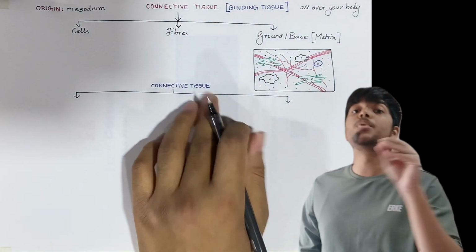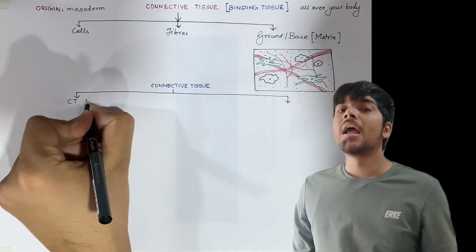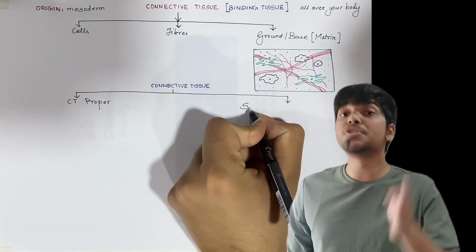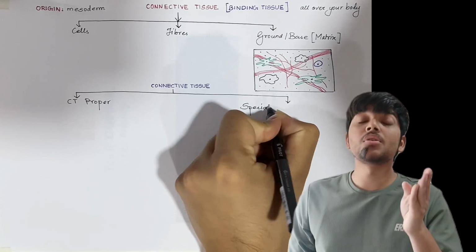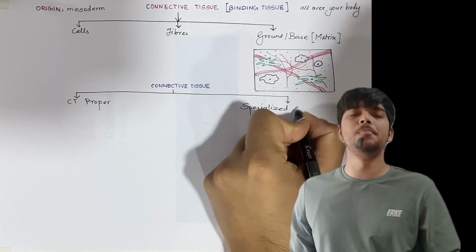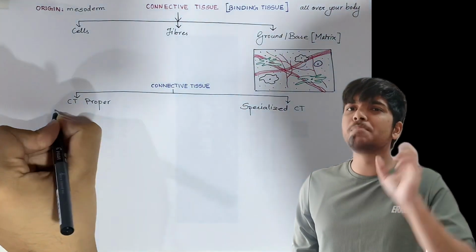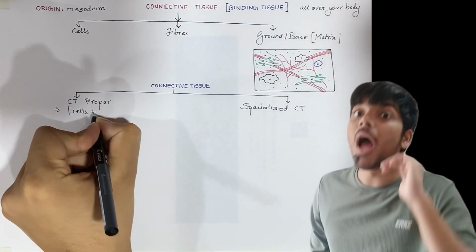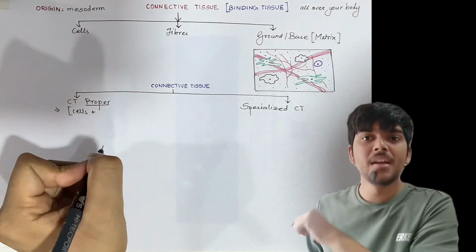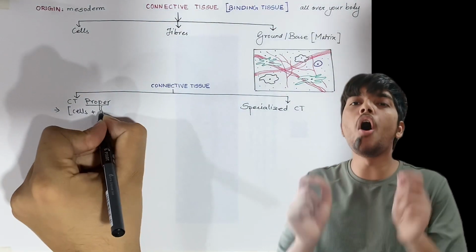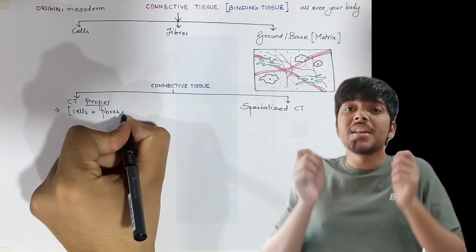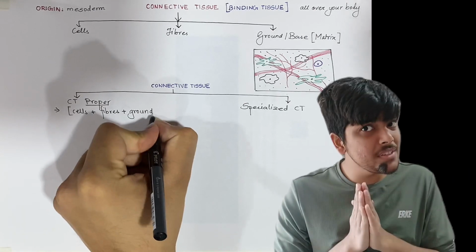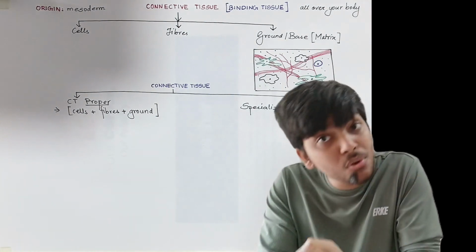Okay, now let's look at the various types of connective tissue. On the basis of composition, connective tissue can be classified into two major types. There's your connective tissue proper, and then there's your specialized connective tissue. Connective tissue proper includes the word proper. That is, the connective tissue is proper. What does that mean? It means that it contains all the typical features a connective tissue is expected to have.